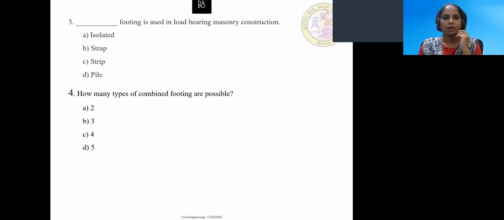The answer is option A, means two combined footings are possible. So I said two columns can be combined together, right? So the answer is A, that is two numbers. We'll move on to the next question.